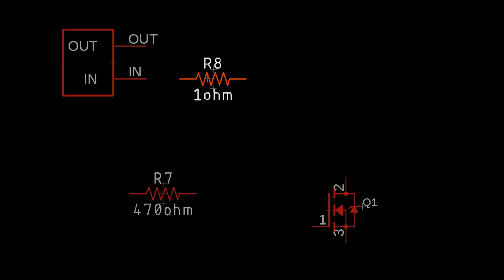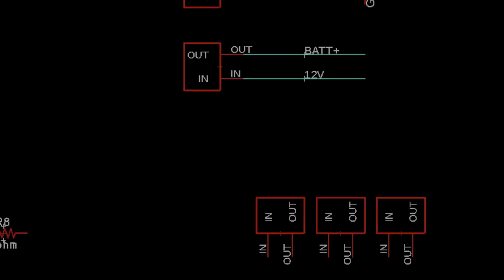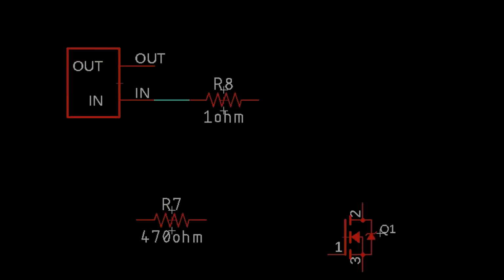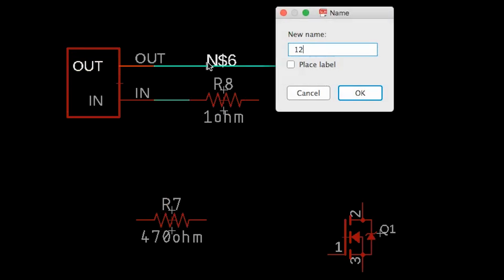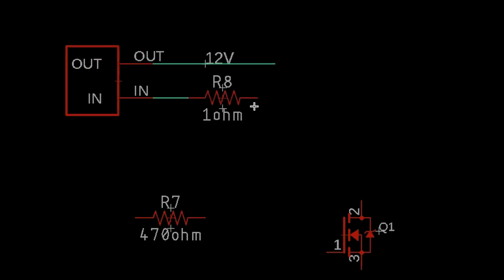This guy's going to go right here, draw a line from here to here, and then we need a power source here too. So we're actually going to be sourcing this directly from the battery, and that's that 12 volts that we set up earlier. So I'm going to go ahead and break this guy out, put a label on there, and I'm going to call this 12 volts.